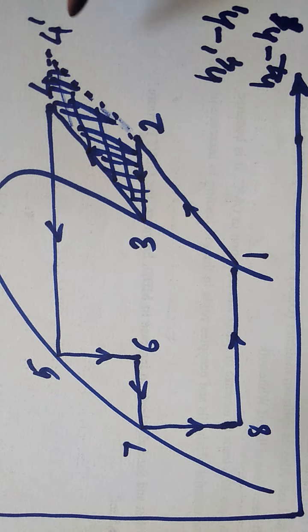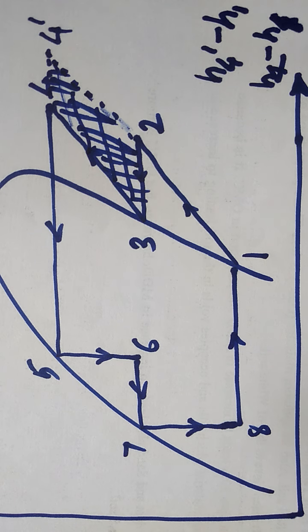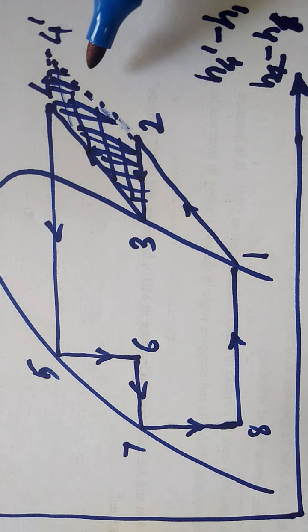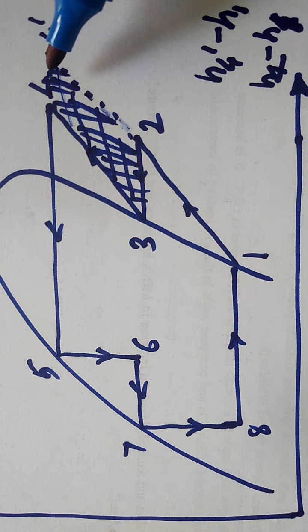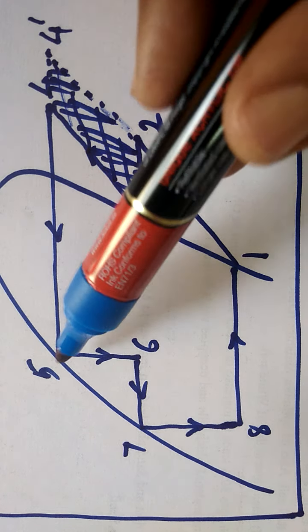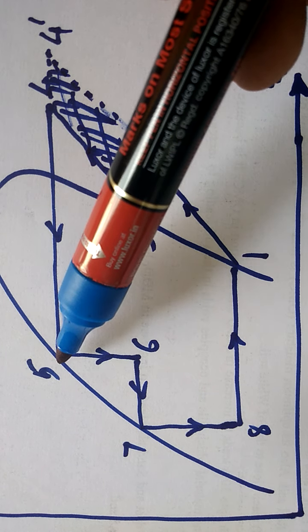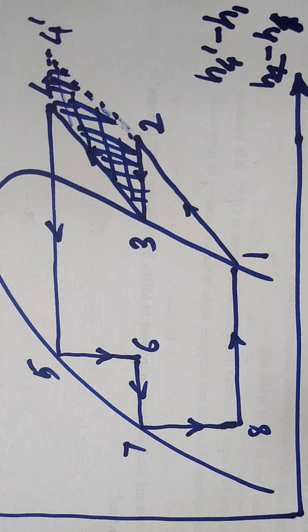Then at 4, the refrigerant at high pressure and high temperature will come out. This high temperature refrigerant is cooled in the condenser from 4 to 5. And at 5, it enters the expansion device. The expansion process is an isenthalpic process, that is, enthalpy remains constant.